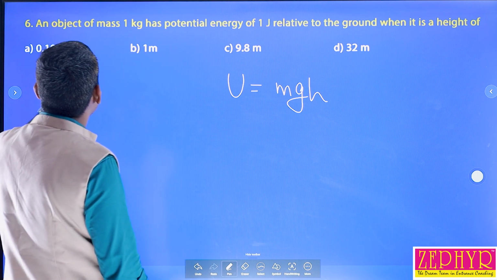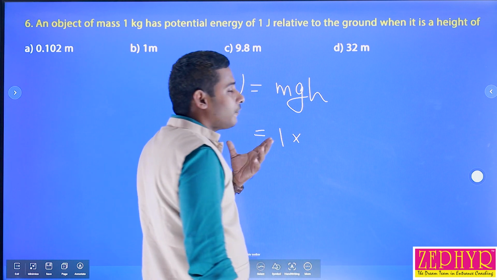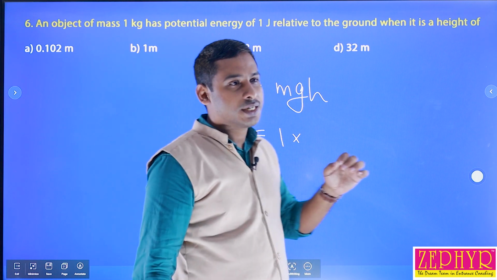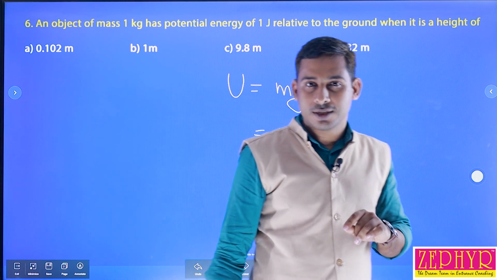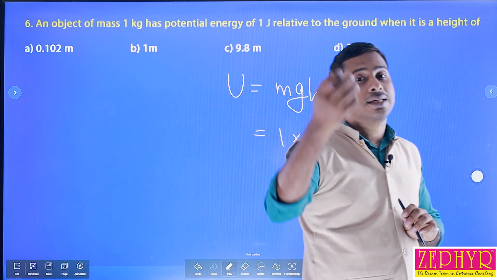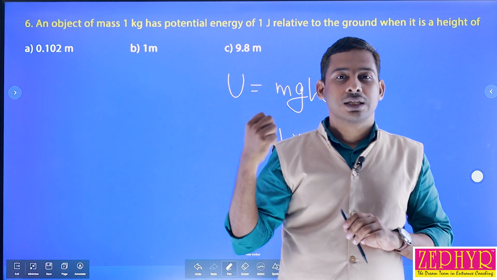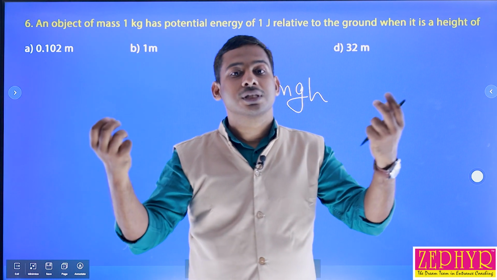So, they are saying mass how much? 1 kilogram. G value, what is G actually? Acceleration due to gravity, right? Acceleration due to gravity. That means earth attracts every body towards its center, towards the earth.